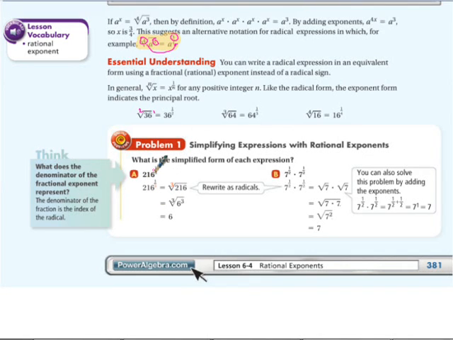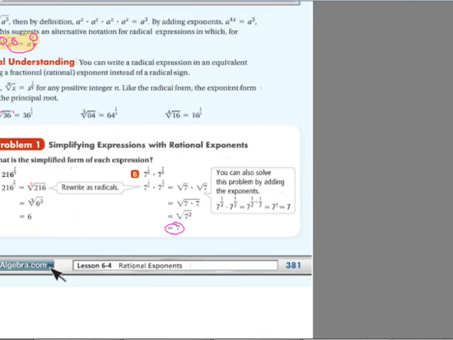That's no problem. We can write this 216 to the 1/3 as just the cube root of 216. So it's just 6. 7 to the 1/2 times 7 to the 1/2 would just equal square root of 7 times square root of 7, which is just 7. So simple stuff at the beginning, just as far as simplifying those kind of problems.